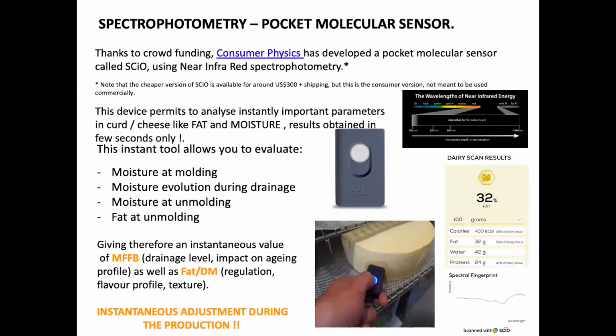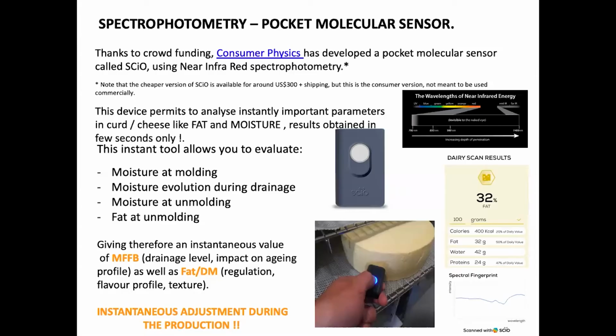We've been talking about moisture control and fat. This simple tool in here, the SCIO, is a spectrophotometer, a pocket molecular sensor. It's a relatively new device, a couple of years old at most, and it permits us to instantly analyze the fat and moisture, and eventually proteins, but that's not really interesting for us, mainly fat and moisture. You can see on the bottom right the scan results.